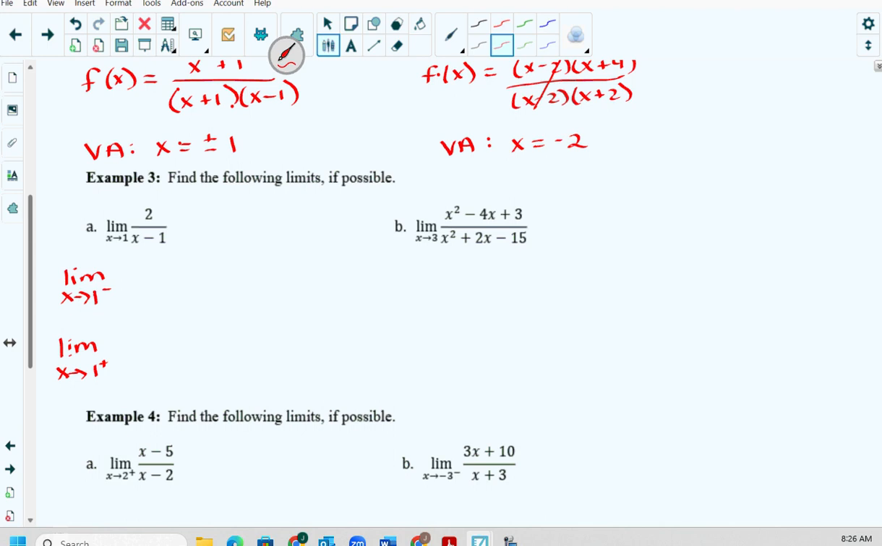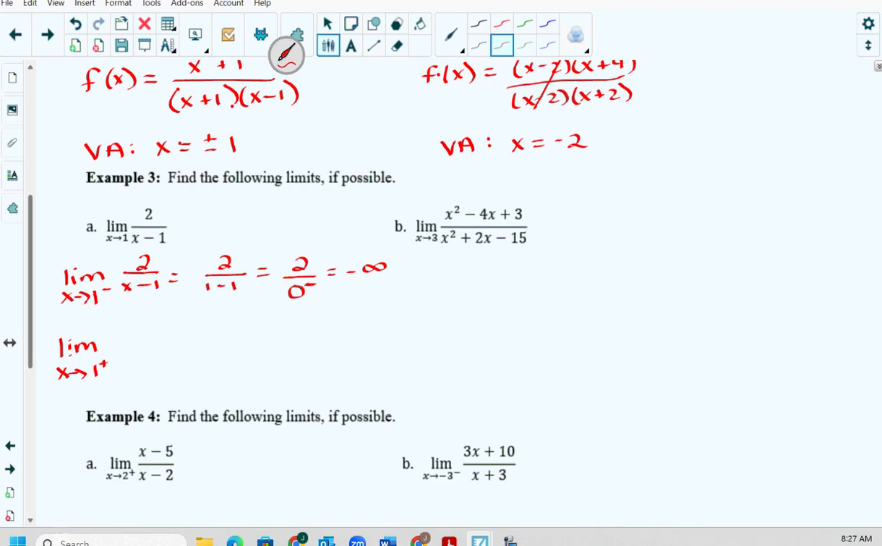So algebraically, the way we can do this, 1 from the left and 1 from the right, is we plug in 1, so we'd get 2 over 1 minus 1, right? Which we know is 2 over 0. But we think about that 0 being from the left because we plugged in 1 from the left. So do you think that's going to create positive or negative infinity? Negative. It's like you're adding a negative to it when you're saying from the left. So this one is negative infinity.